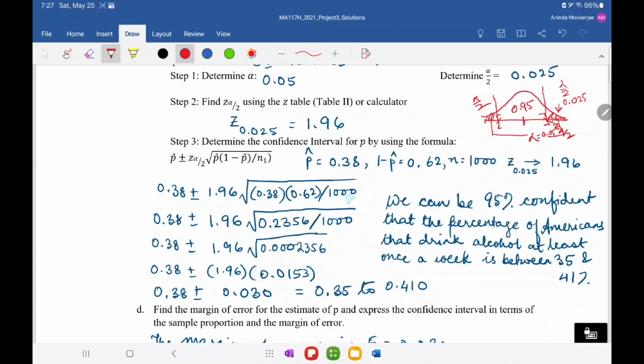Okay, so here I've plugged in the values. P hat we found was 0.38, plus minus z of alpha by 2, which is 1.96, times the square root of p hat, again 0.38, times 1 minus p hat, which is 1 minus 0.38, was 0.62. We found that in step 1, divided by the sample size, which is 1000.